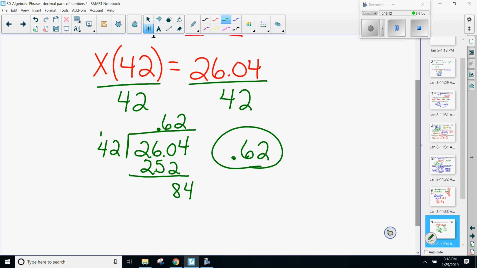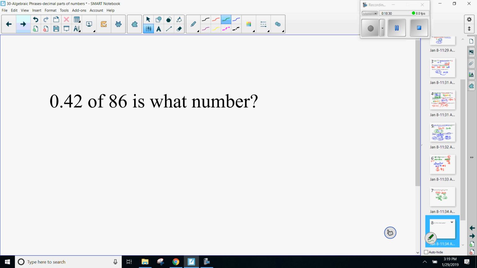Think of your whole numbers. 26 is a little more than half of it. So your decimal's got to be greater than 0.5. You want more than half of it. Question. Do you see how to write the equation from the words? That's a key thing.